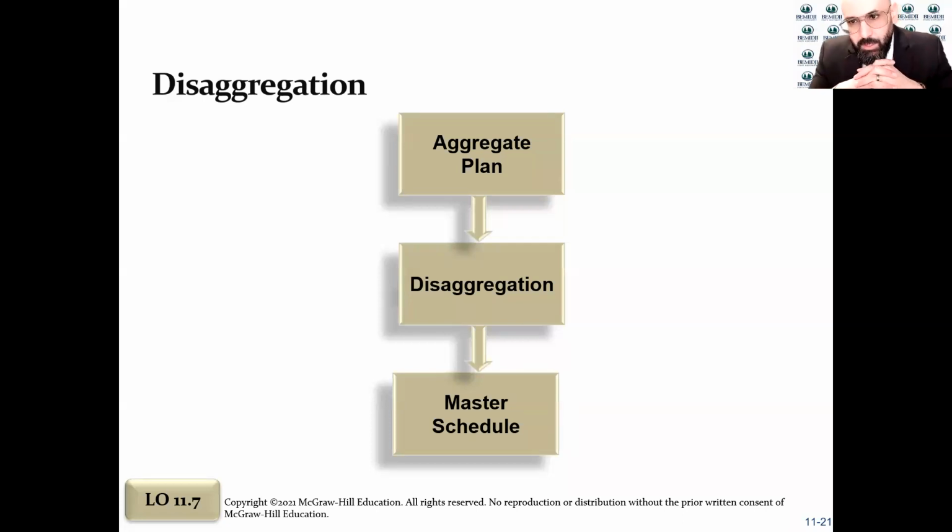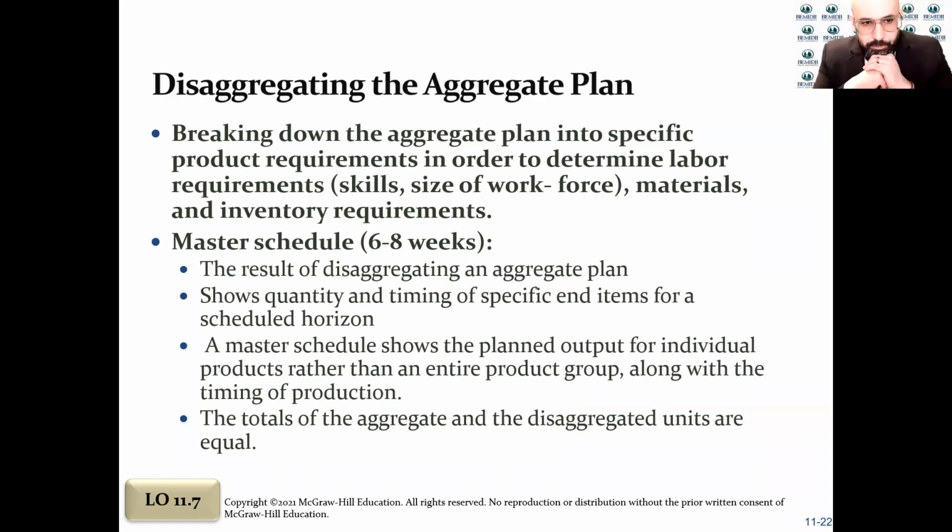and then to create something called a master schedule. The master schedule will help you to find out for a specific item. So disaggregation is basically breaking down the aggregate plan into specific product requirements in order to determine labor requirements, skills, size of workforce, etc. The result of the disaggregation is the master schedule.